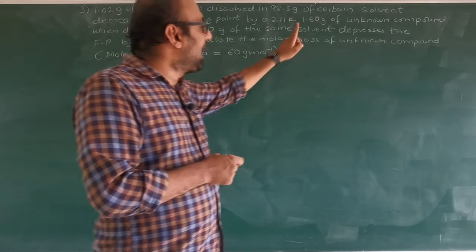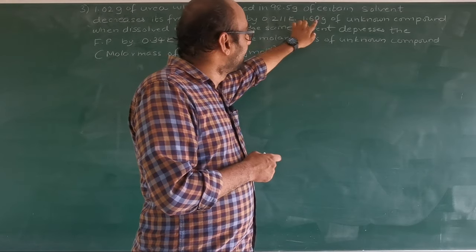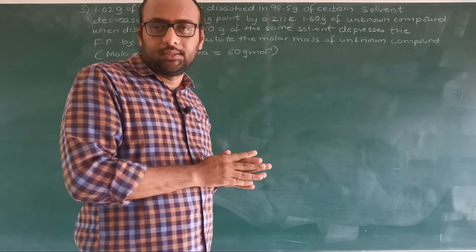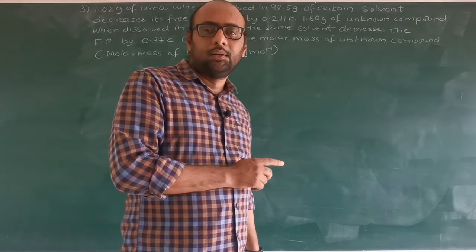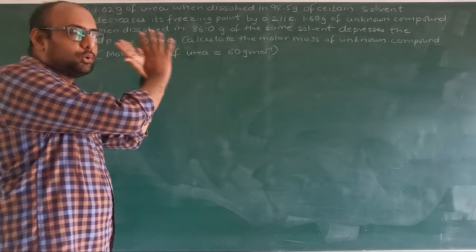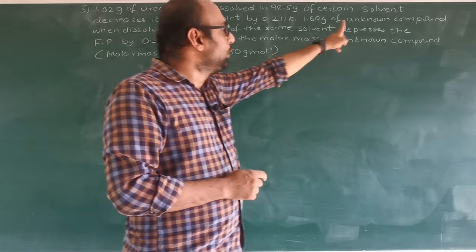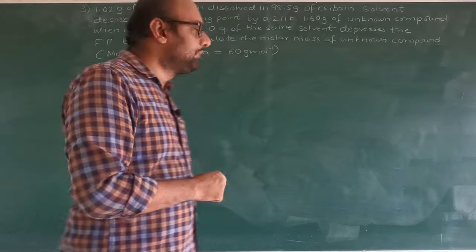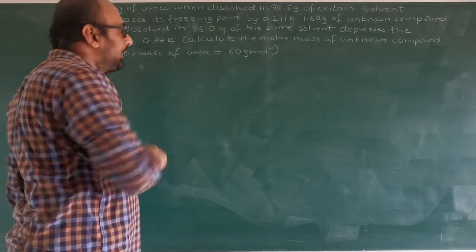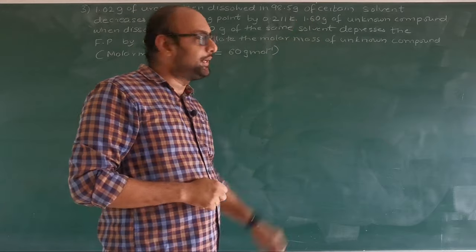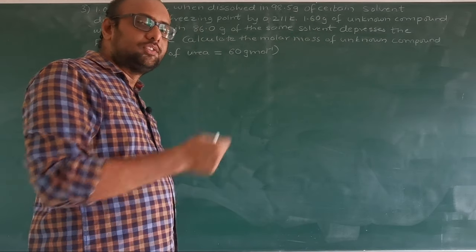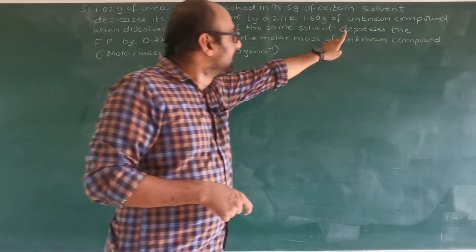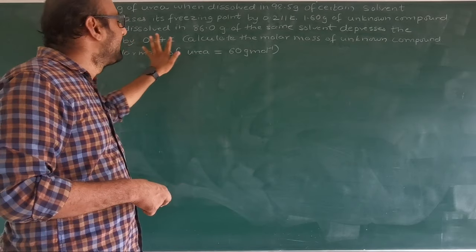Next, we have another solution here. 1.60 gram of unknown compound. Another solute is taken. The solute is unknown here. The first solute is urea, you get one solution. In the second solution, unknown solute is added to the same solvent. So this much of unknown solute is added to 86 gram of the same solvent. When it is done, freezing point decreases again. Depresses means decreases. It decreases the freezing point by this much.